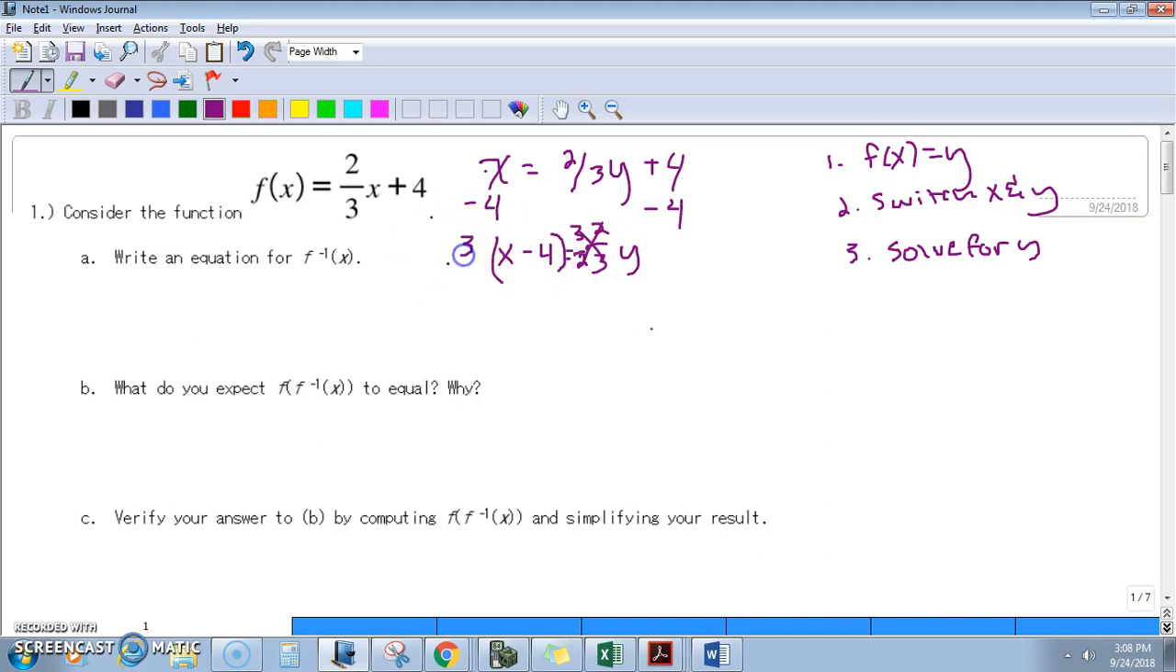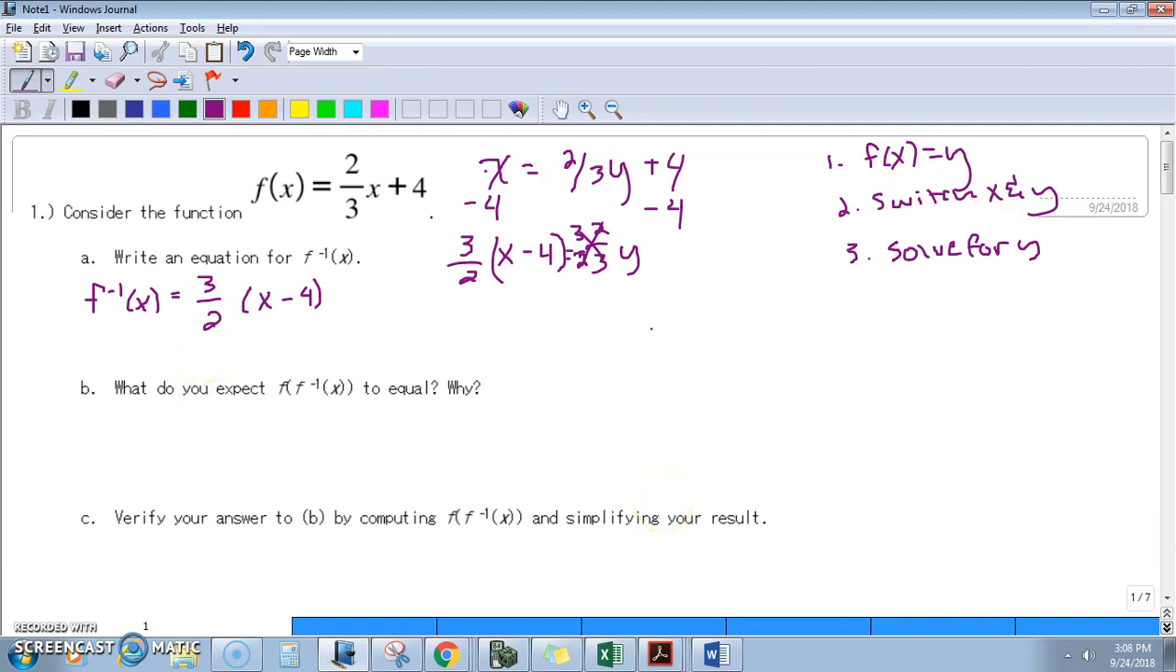So I'm just going to put this over here. So if I'm going to rewrite it, I'm going to rewrite it as f inverse of x is equal to 3/2 times x minus 4. Okay? What do you expect f of f inverse of x to equal and why?